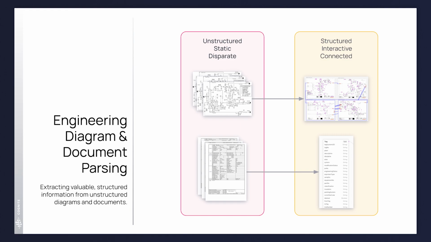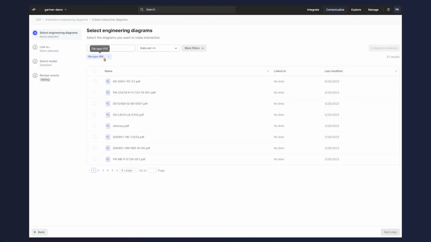Cognite Data Fusion provides the means to automate the process of contextualizing engineering diagrams at scale and customize the algorithm to fit the format of the files you're working with. We simply select the set of documents that have already been extracted and onboarded to Cognite Data Fusion as the diagrams we want to parse.